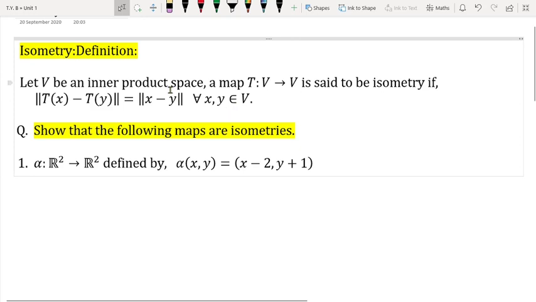Now let us go for some examples of isometries. We have to show that this following map is an isometry. Note, the notation we have seen in the definition is T, but over here the notation used is alpha. So if I have to show this alpha is an isometry, then the definition will slightly change. It will be norm of alpha x minus alpha y should be equal to norm of x minus y for all x, y belonging to V, right?